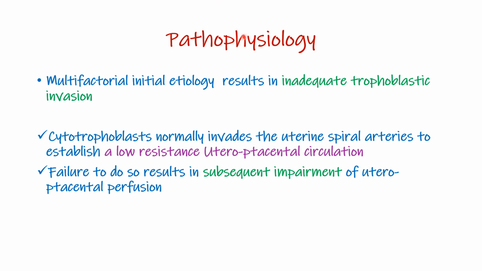So we continue. This is just a repetition. Pathophysiology: it's a multifactorial initial etiology, as we mentioned before, which usually results in inadequate trophoblastic invasion. And the cytotrophoblasts, which normally invade the uterine spiral artery to establish a low resistance uteroplacental circulation, don't do so. Failure to do so then results in subsequent impairment of uteroplacental perfusion.